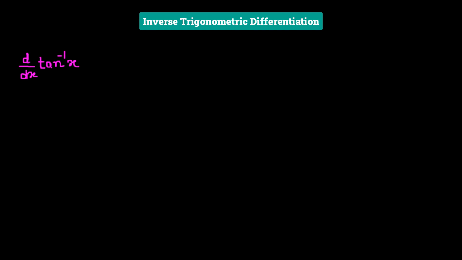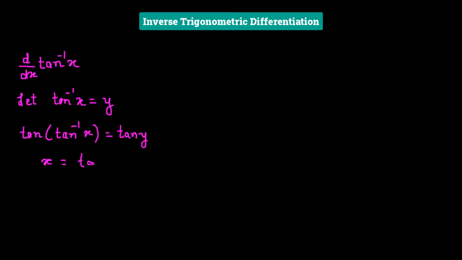So now we are going to find the derivative of the inverse tangent function. So let us begin by assuming that tangent inverse of x equals y. Now taking the tangent function on both sides, we get tan of tangent inverse of x equals tangent of y. So tangent of tangent inverse of x will be equal to x. So that gives us x equals tangent of y. So let's label this as equation number 1, and the second one, x equals tan of y, as equation number 2.